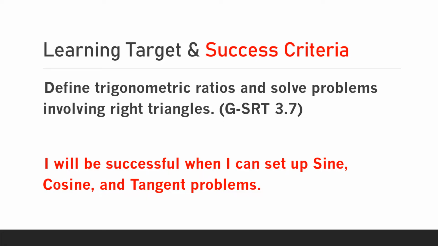Alright, so just like with any lesson, we have a learning target and success criteria. Now, the learning target is to define trig ratios and solve problems involving right triangles. The success criteria is I will be successful when I can set up sine, cosine, and tangent problems.